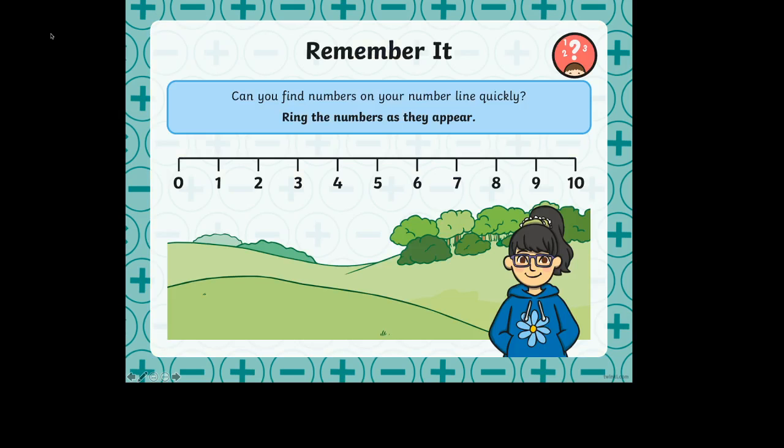Okay, so you need to draw yourself a number line. It can be done in your maths book, or on a plain piece of paper, but I want you to draw this number line. Then it's going to come up with some numbers, and I just want you to ring them. So put a circle around the numbers that you see come up on the screen. Are you ready? Okay, here comes the first number.